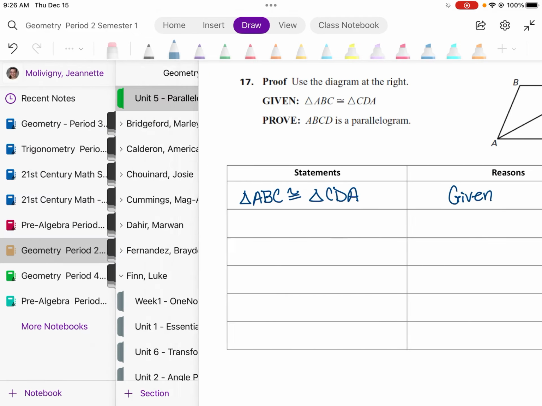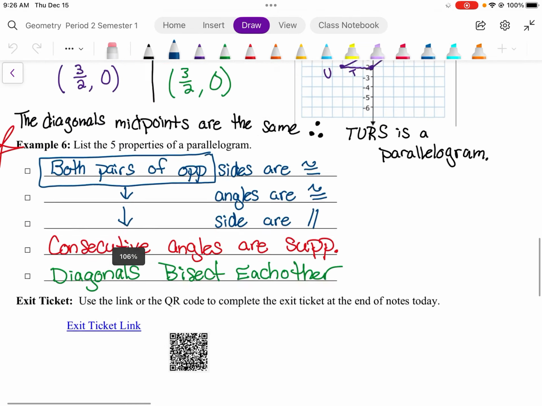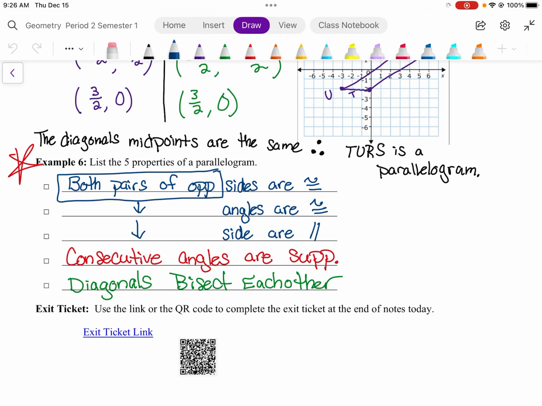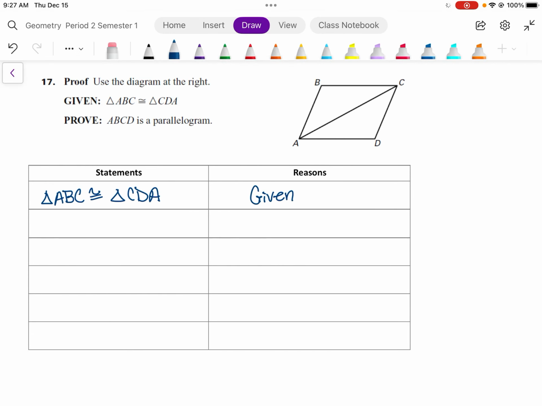So what we want to do for that is, if we go back to our notes from day 1, we can use any of these to prove that we have a parallelogram. So we can show that both pairs of opposite sides are congruent. We could show both pairs of opposite angles are congruent. We could show both pairs of opposite sides are parallel, or consecutive angles are supplementary, and diagonals bisect each other. So we have all of this that we can use to prove that the triangles form a parallelogram.